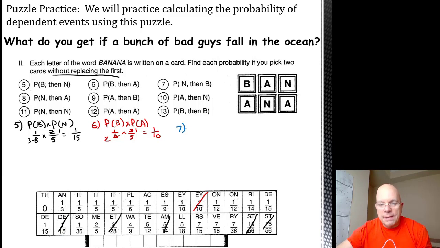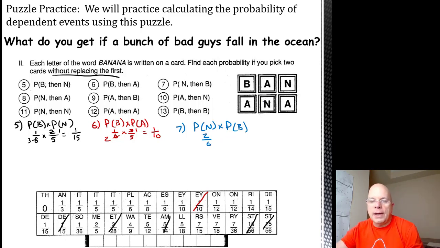The probability of N then B would be the probability of N multiplied by the probability of B after picking N. The probability of N, there are 2 favorable outcomes of the 6 tiles. So 2/6, which I'm going to write, well, no, I don't want to simplify it yet, for a reason. Okay, now here's where students make an error.